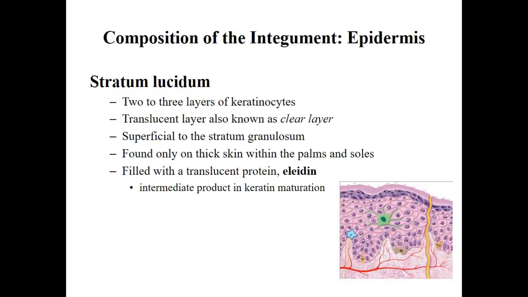Stratum lucidum is the layer that's only found in thick skin, so it's not found in thin skin at all. And it has a precursor to the mature keratin called eleidin. This is going to help in protecting those areas where we have thick skin. So the areas that we have thick skin are like on the palms of our hands, the soles of our feet. The majority of our body has thin skin.